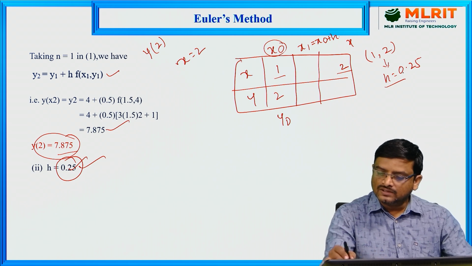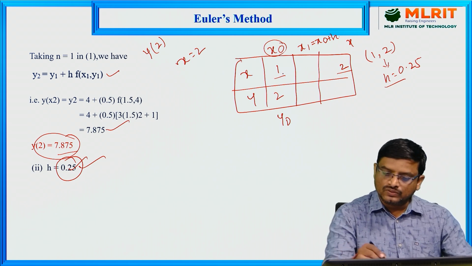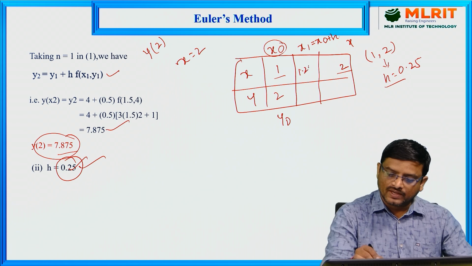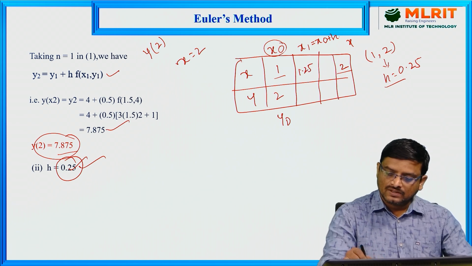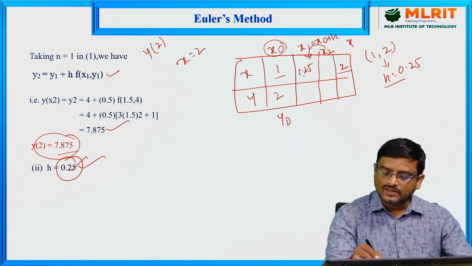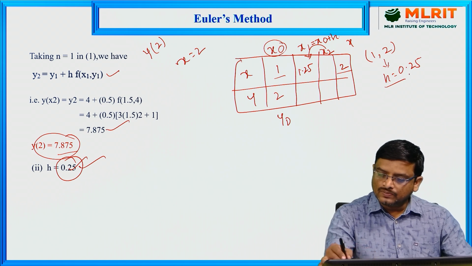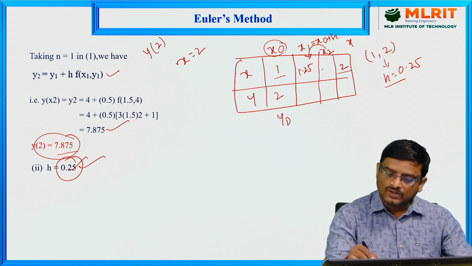If we add 0.25 to this 1, you will get 1.25. That is our x1 value. And similarly x2 is equal to, add that h value to its previous value. What is our previous value? 1.25. So if you add that 0.25 to this 1.25, you will get 1.5. And similarly x3. So the previous value is 1.5.